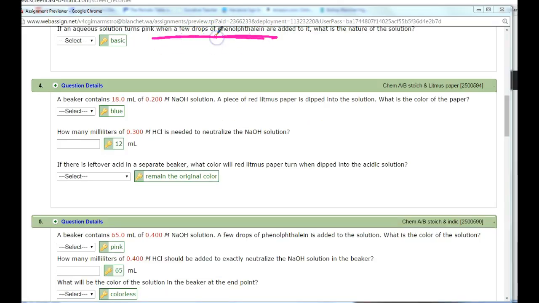If an aqueous solution turns pink when a few drops of phenolphthalein are added to it, what is the nature of the solution? Well, it's basic, because phenolphthalein turns pink when you add it to a basic solution. If you add it to an acidic solution, you get no color change.